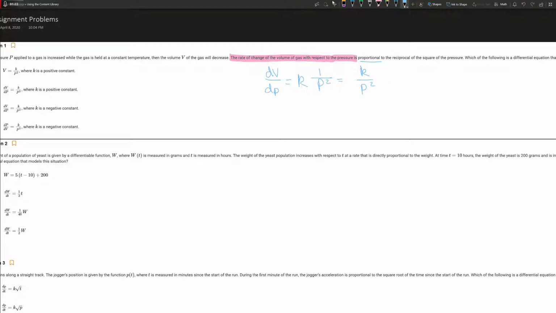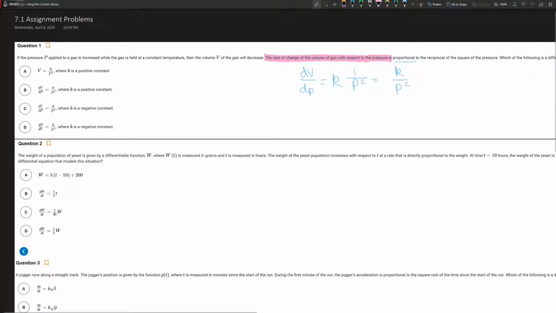So that leaves us with a couple of answer choices. A is out because it's just volume, not the rate of change of volume. B, you have dV/dP equals K over P squared, where K is positive, so perhaps. C is the same thing, but K is negative, so perhaps. This is dP/dV, so this is the rate of change of the pressure with respect to the volume. It's the other way around. It cannot be this. So the answer is actually C.